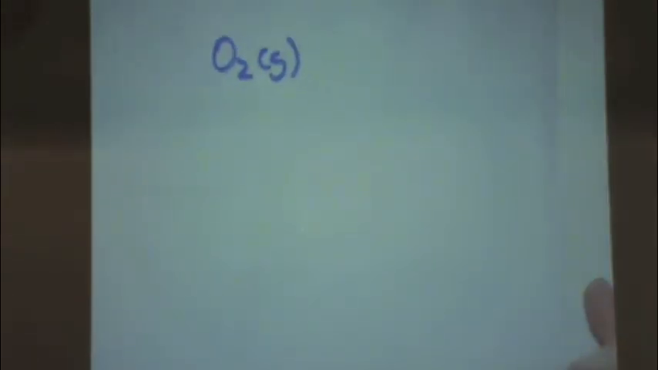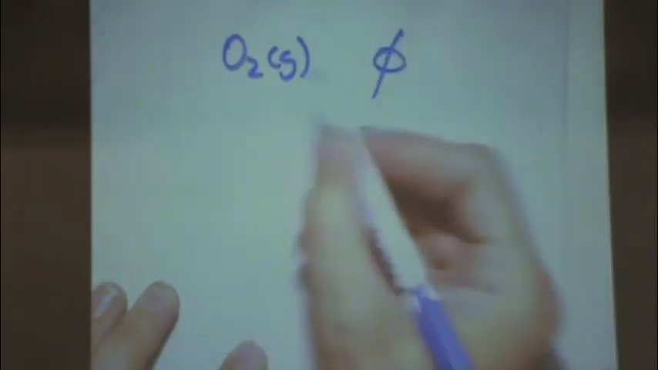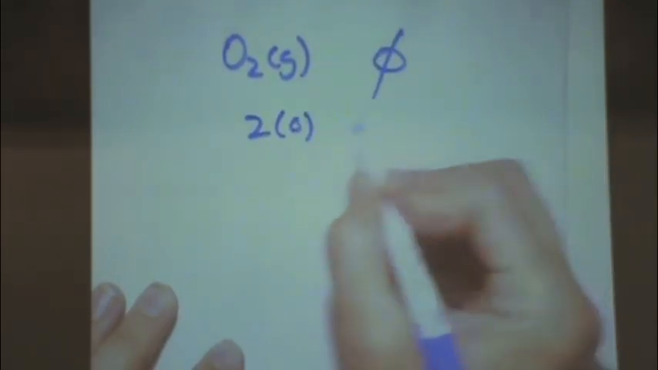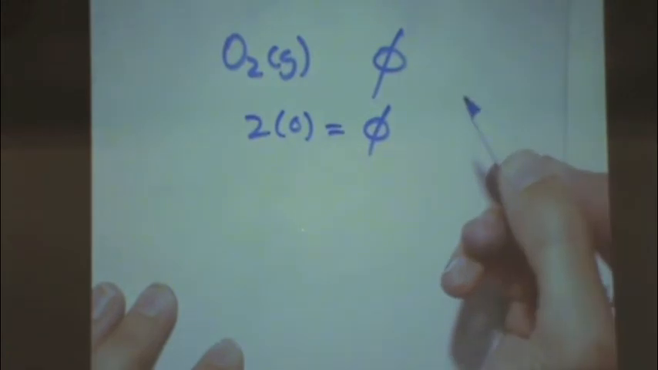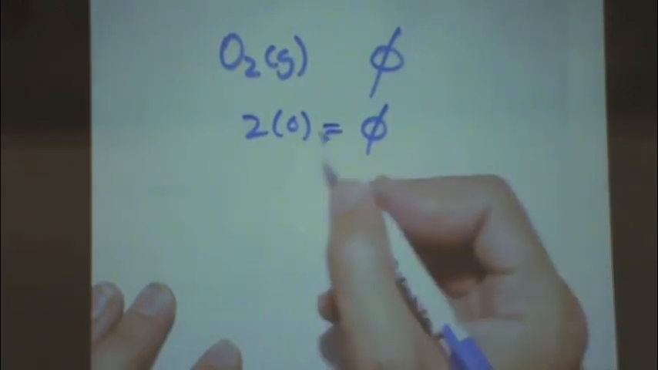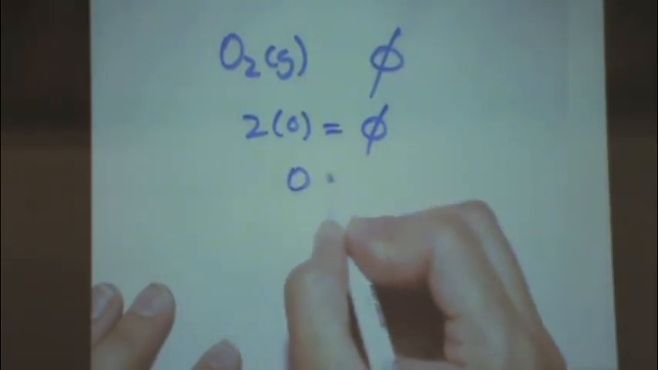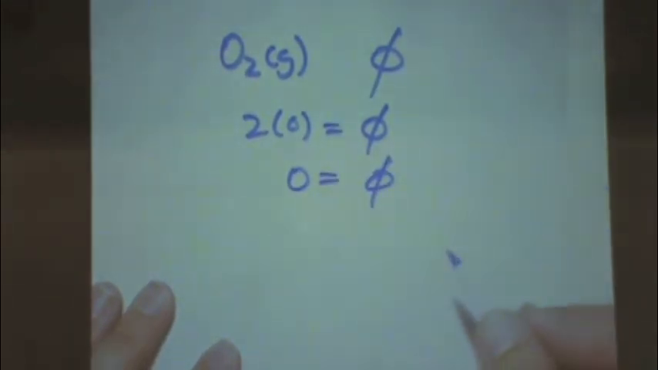O2 gas. What's the oxidation state of this, anybody? This would be 0, because 2 times 2 oxygens equals the overall charge of 0. So it has to be 0. Divided by 2 both sides, still 0.